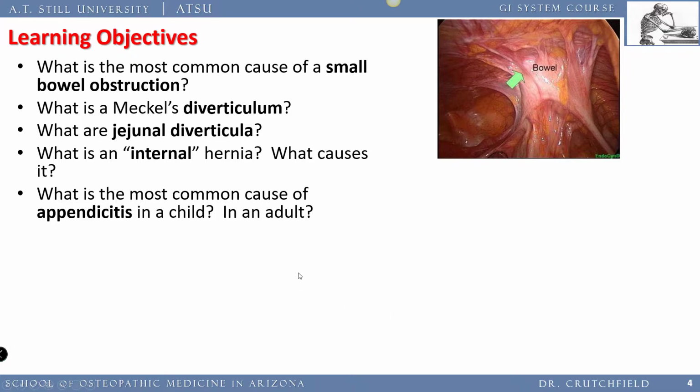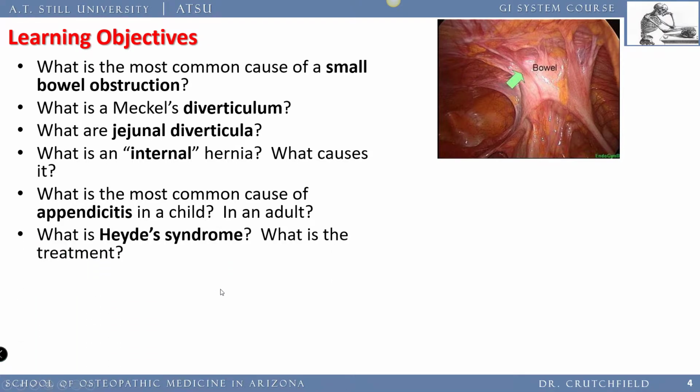What are jejunal diverticuli? What's an internal hernia and what causes them? What's the most common cause of appendicitis in a child? Usually, it's lymphoid hyperplasia. In an adult, it's usually a fecalith, a piece of poop that gets stuck into the appendix. What is Heyde syndrome and what is its treatment?